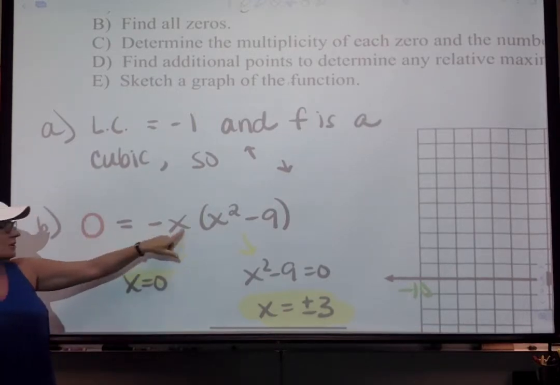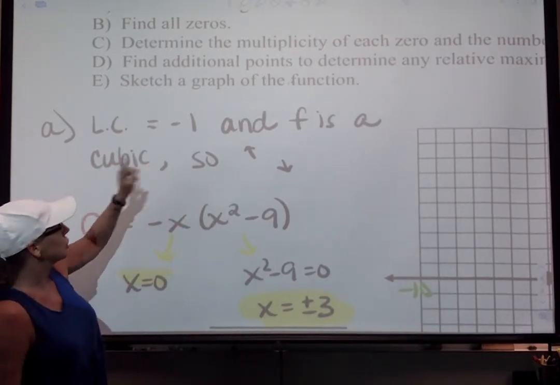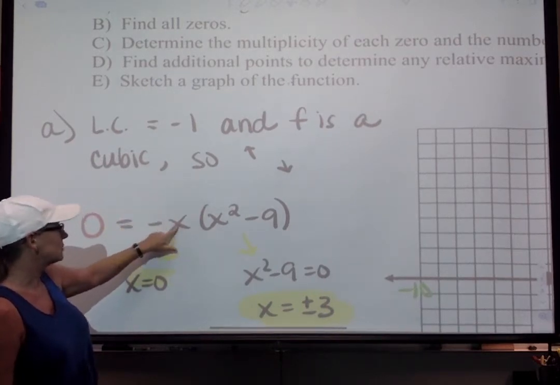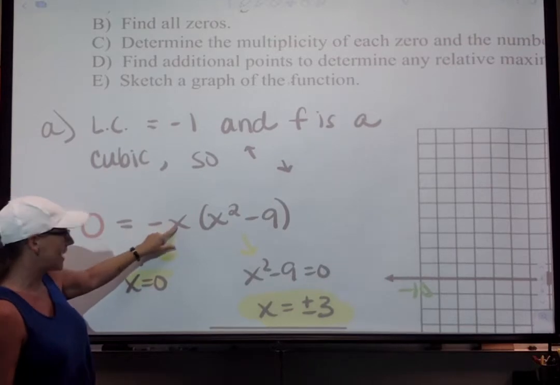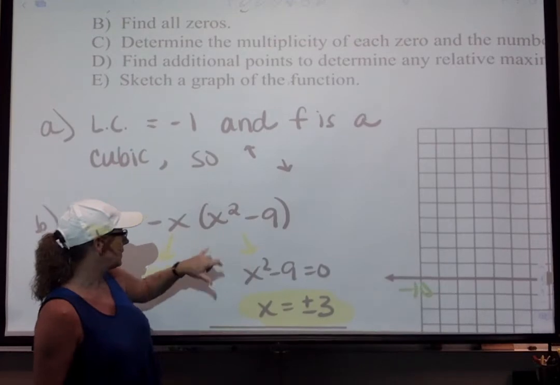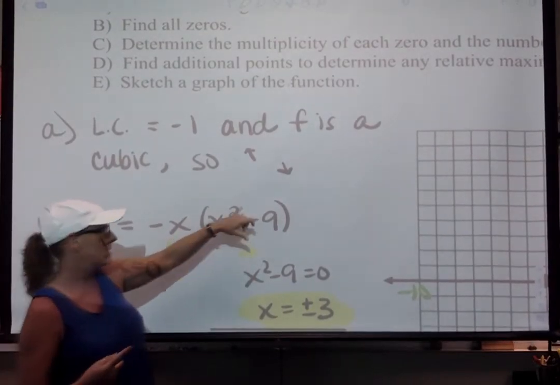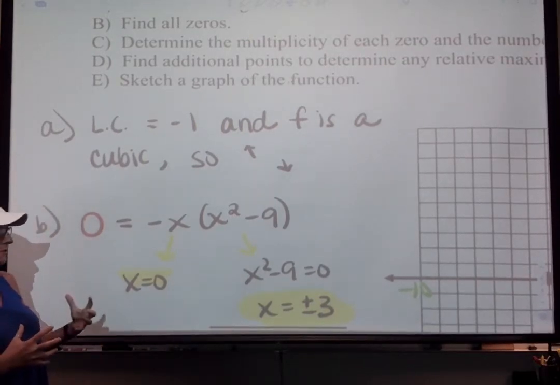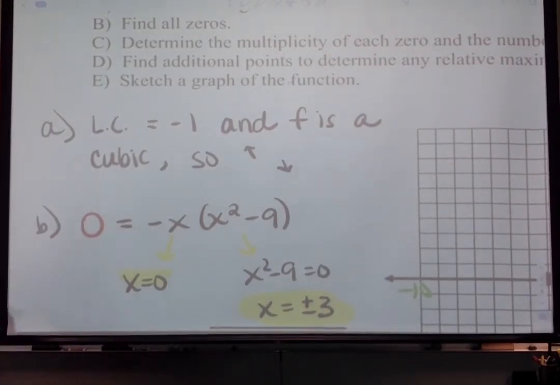So I set it equal to 0. I notice that both terms of my function have an x, and my leading coefficient was negative. So I chose to pull out -1x. When I pull out -1x, I have two terms left. My first term is a positive x squared, and my last term is a -9. So I'm going to solve both of these factors. So these are both factors. Let me highlight that. That's a factor. That's a factor.